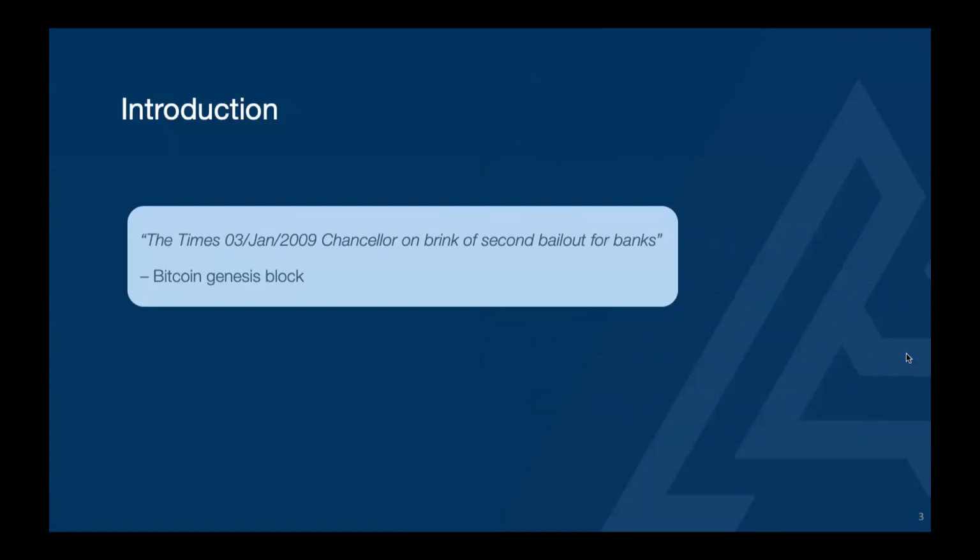So I wanted to set the stage with this quote. The quote says, "The Times, January 3rd, 2009, Chancellor on brink of second bailout for banks." Now, this is an extremely important quote because it was embedded into the Bitcoin Genesis block, and it was representative of the time. If you remember back in January 2009, many of the banks were on the brink of failure, massive liquidity crunch in the market, and risk and volatility really ruled the roost back then.